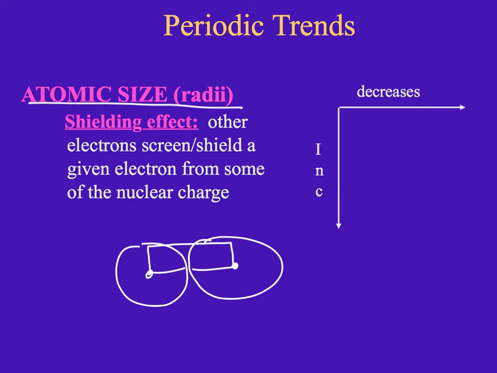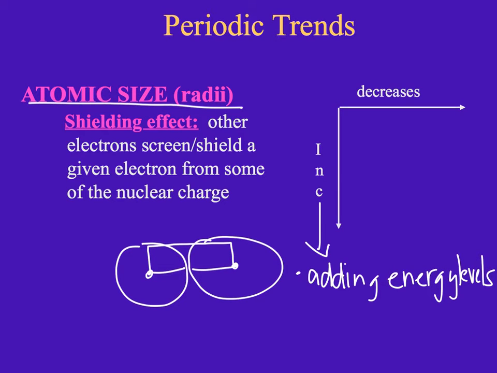So let's talk about why it gets bigger going down, all right? Let's just make some notes here. It gets bigger in size as you go down because you are adding on energy levels. And that means you're adding on rings, right? So yes, it is going to get bigger as you're going down the periodic table.